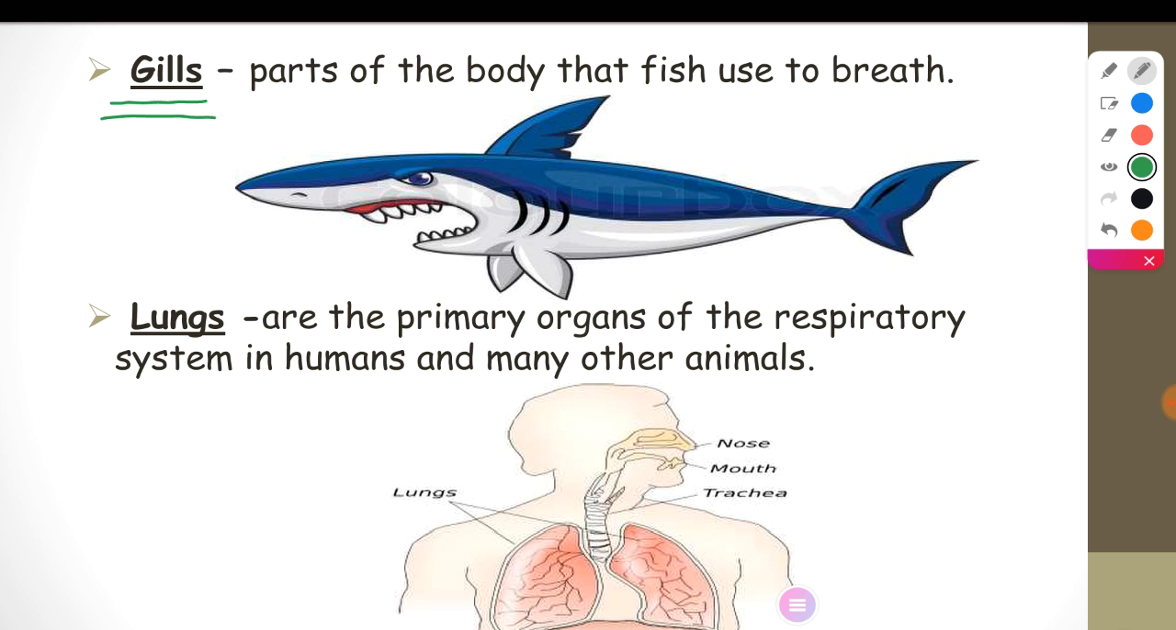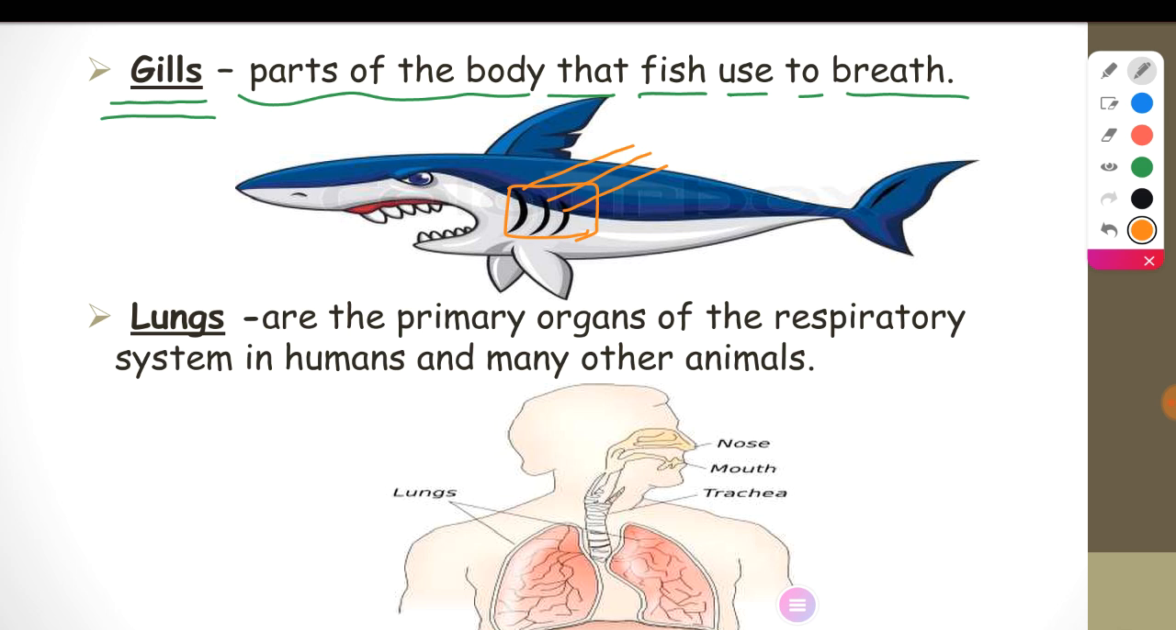Gills. What do you mean by gills? Gills are one of the parts of the body that fish use to breathe. Let me show you where the gills are. Here are the gills, where this kind of fish breathes. This is called gills.